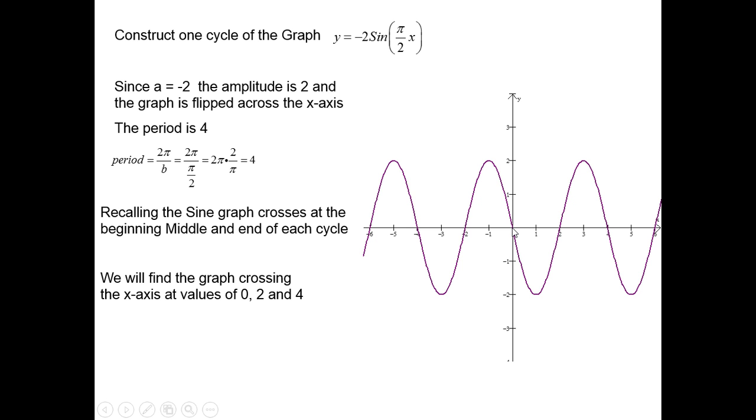So that's what we do. We indicate where we want it to cross the axes, beginning, middle, and end. And we have a range adjustment now from -2 to 2, as indicated by the amplitude, the absolute value of -2, or 2, and we have to account for the flip across the x-axis, as is the case with this negative here.